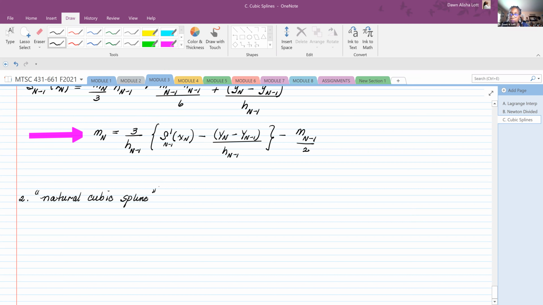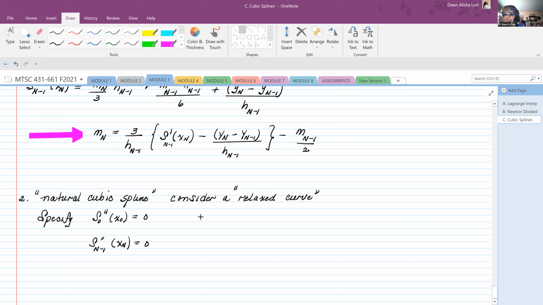Okay, and this is considered a relaxed curve. All right, so now you must specify that S naught double prime at X naught is equal to 0, and S n minus 1 double prime at X n is also equal to 0.